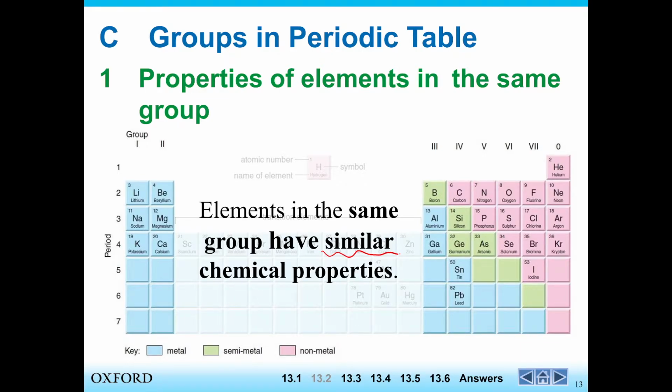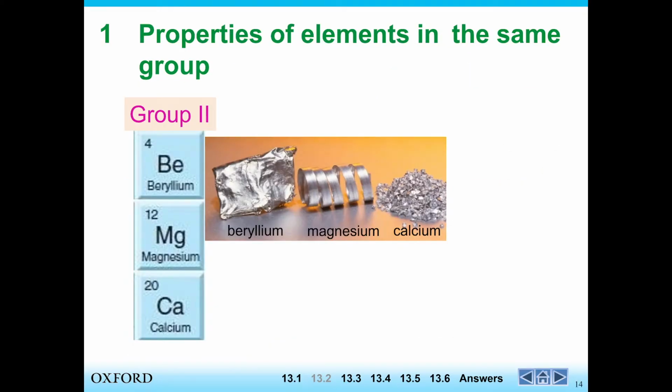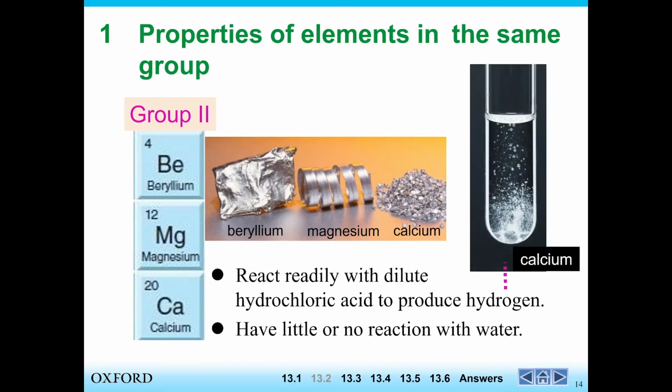Now, what does that mean? Let's say I pick group 2, for example. Where is group 2? Here, this group. Remember, it's the vertical part. I pick this group as an example. In group 2, I take out the top 3 elements. They are beryllium, magnesium, and calcium. So here, they could all react readily with dilute hydrochloric acid to produce hydrogen gas.